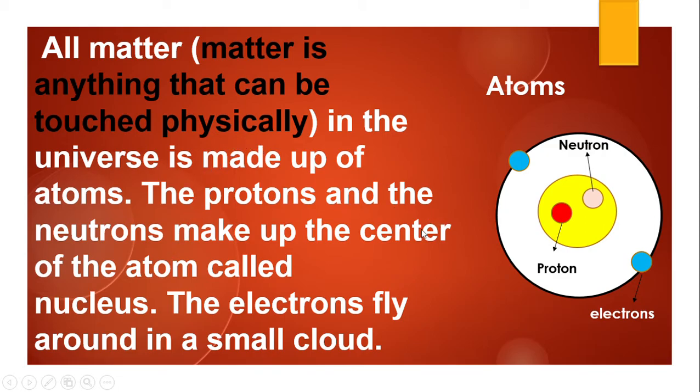The protons and the neutrons, as you can see, are in the center of the atom called the nucleus. Now we are not going to go into all this detail. You will be learning this in detail in grade 5. Okay? You just have to know about the protons and the electrons. The electrons fly around in a small cloud.